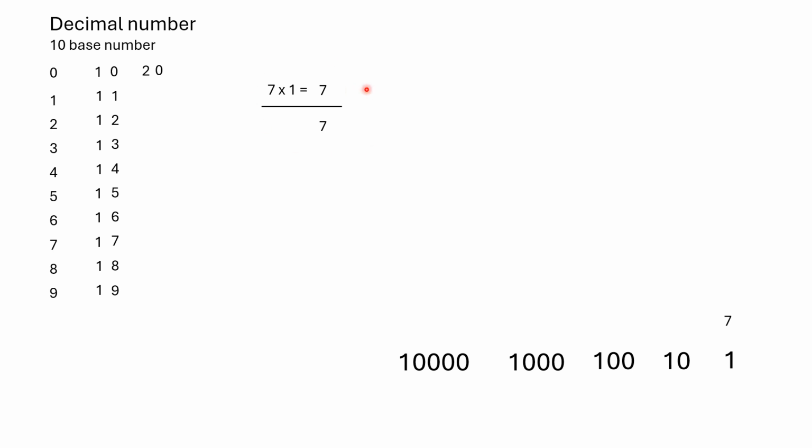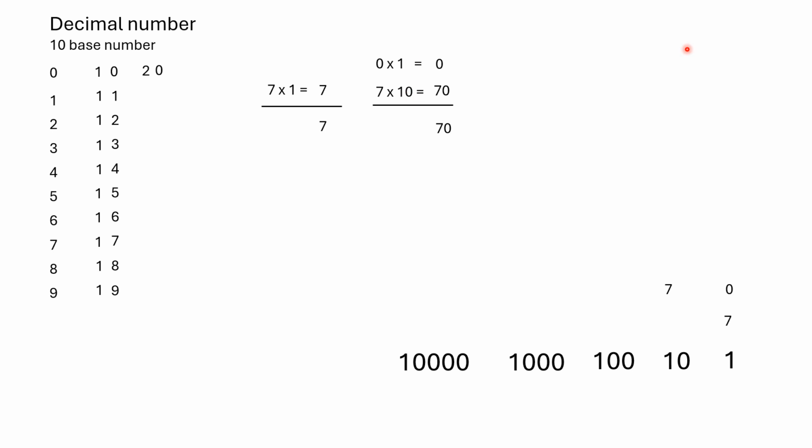This gives us 7. Now if we had 770, which is 70, we know that 0 has a place value of 1. If you multiply 1 with 0, you get 0. 7 has a place value of 10. So we need to multiply 7 with 10 to get its value, which is 70.